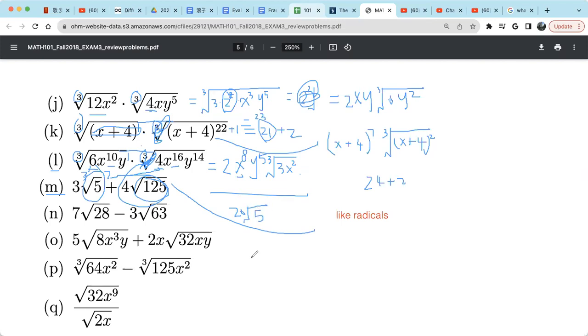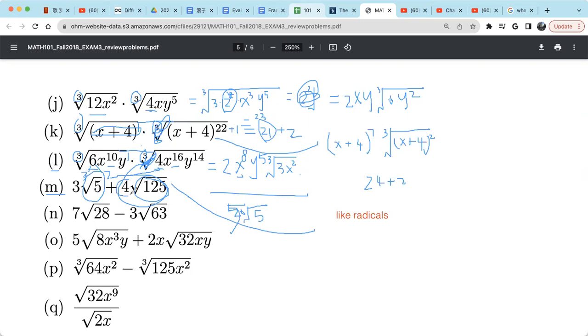Right? Because 125 is 25 times 5. Square root of 25 is 5. So I have 5 times 25. Okay, so square root of 125 is 5 square root of 5.